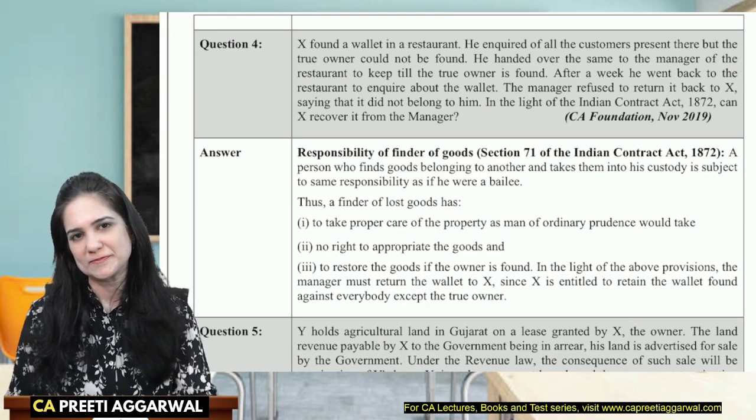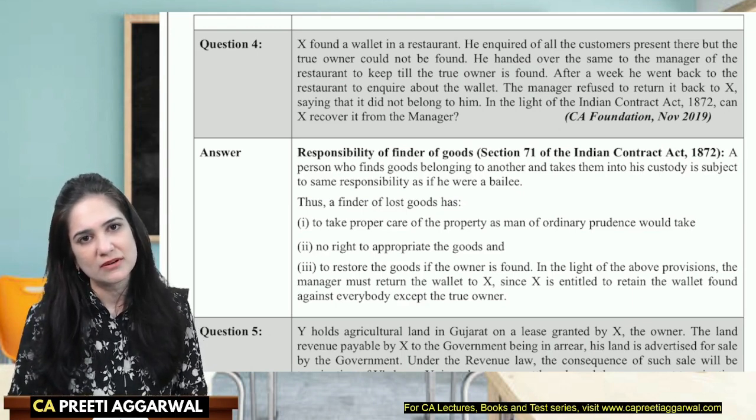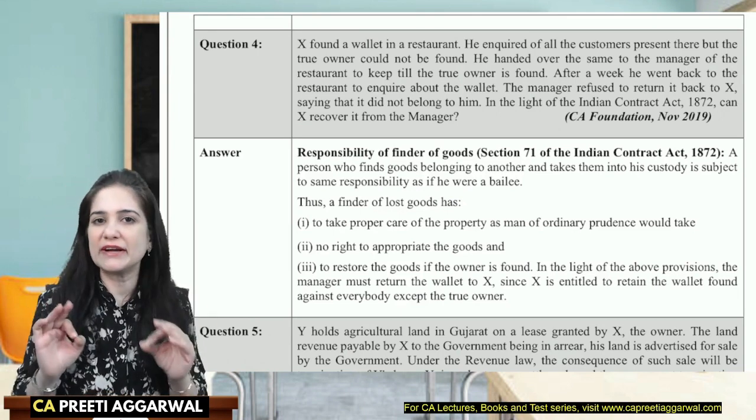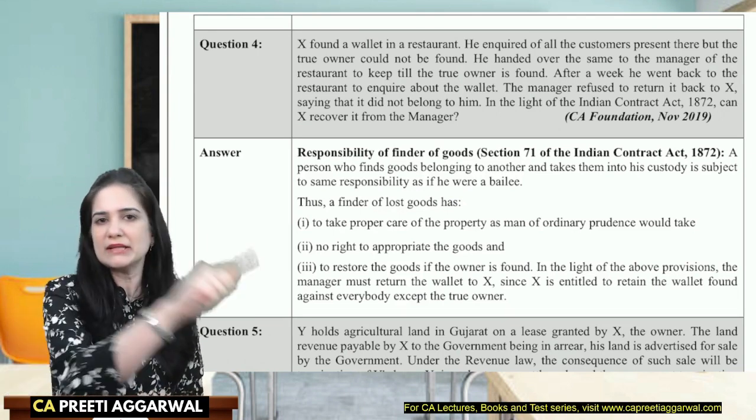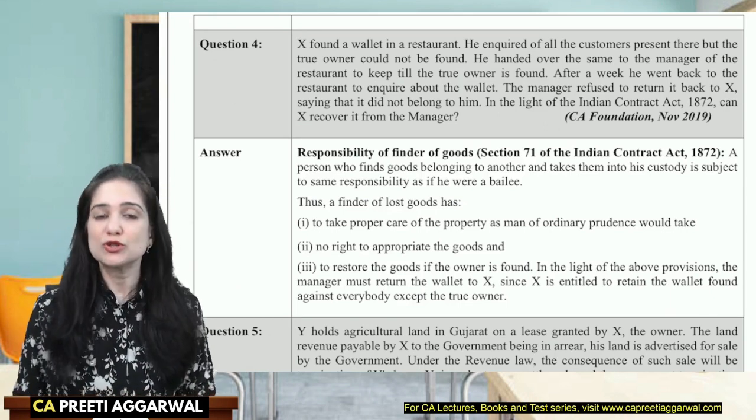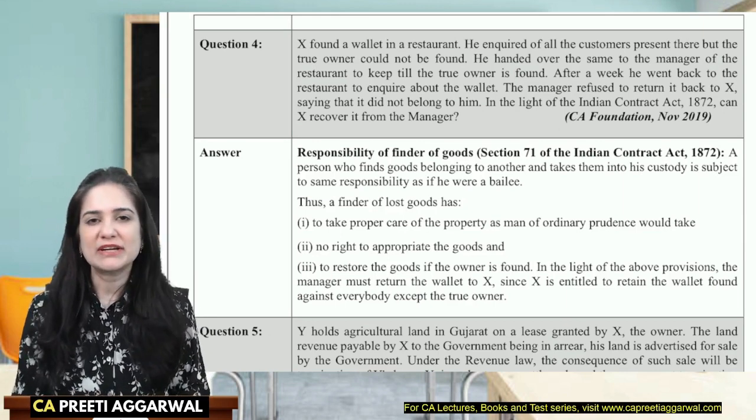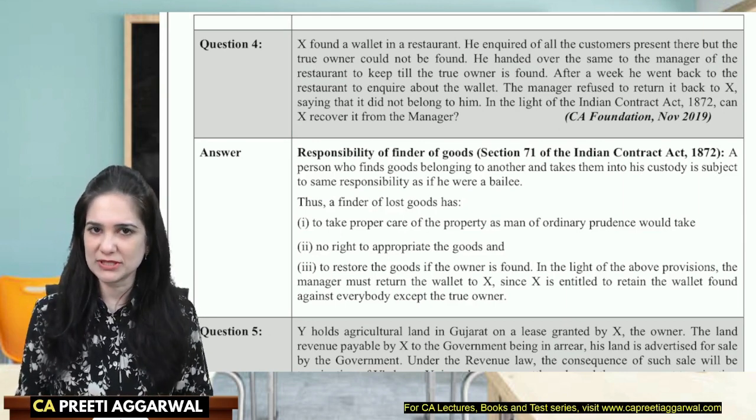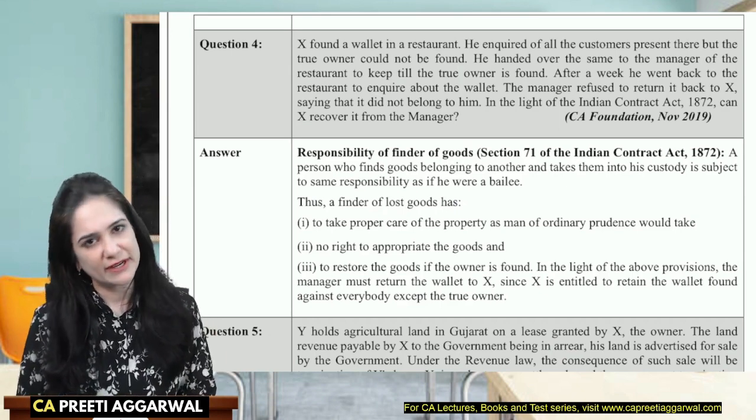What do you think? Has the manager become the owner just because he has the wallet? No. Who is the finder? X is the finder. He has the right to retain the wallet against the entire world. He will give the wallet only to the true owner. So yes, he can recover this wallet from the manager. Now here you will write section 70. You will quote section 71 and you will mention the provisions of responsibility of finder.